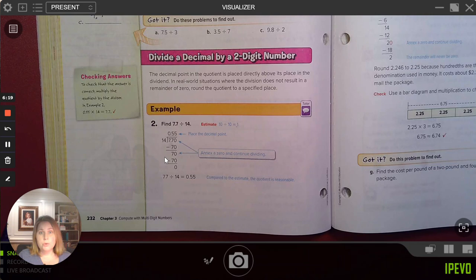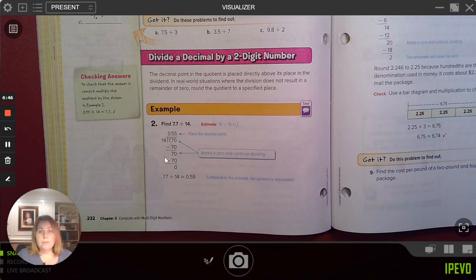In real-world solutions where the division does not result in a remainder of 0, round the quotient to a specified place. So they'll tell you which place value to round to. We in 6th grade are just going to mostly round to the 10th place, so just one decimal. By the time you leave in 8th grade, when you leave middle school, you'll be consistently rounding to 2 decimal places. That's a little bit more precise.